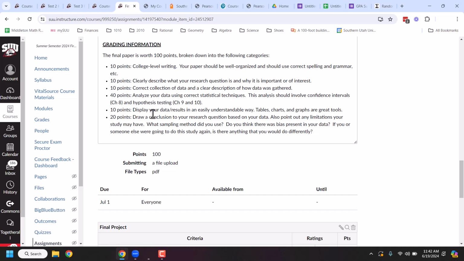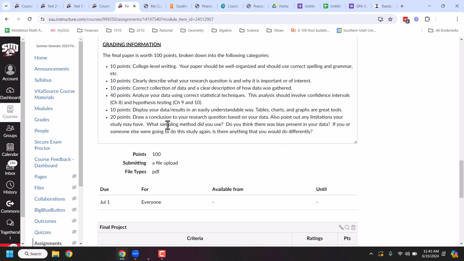And then you get 10 points for displaying your data and results in an easily understandable way. So things like tables, charts, and graphs, basically the things that you were working on last week in your application assignment where you made histograms and pie charts and so on. You want to make sure that these tables, charts, and graphs are relevant to the question that you're asking. And then you get 20 points for drawing a conclusion to your research question based on your data.